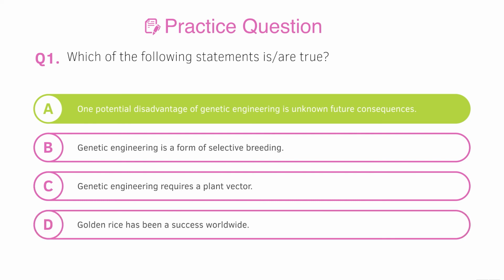D, golden rice has been a success worldwide. No, as we saw on the slide about golden rice and vitamin A deficiency, it wasn't introduced worldwide because of the potential controversy of using genetic engineering. So it was just introduced into regions that had this vitamin A deficiency.